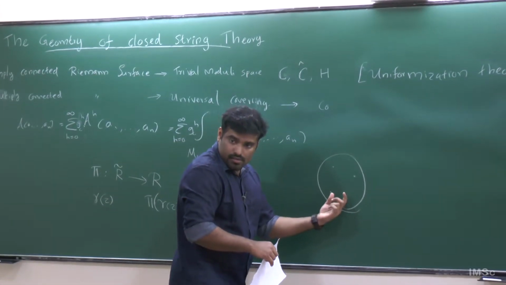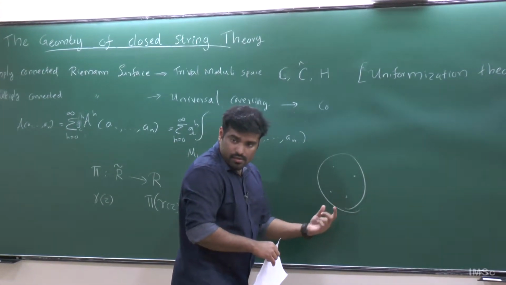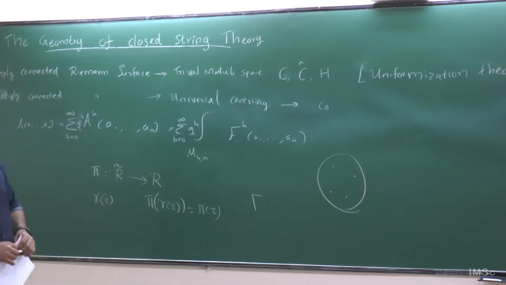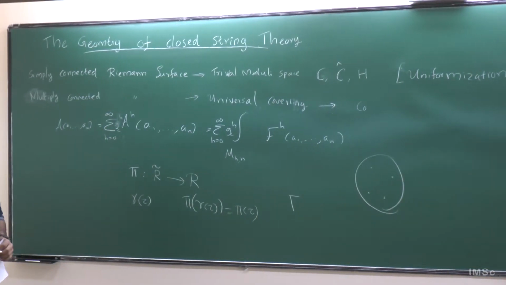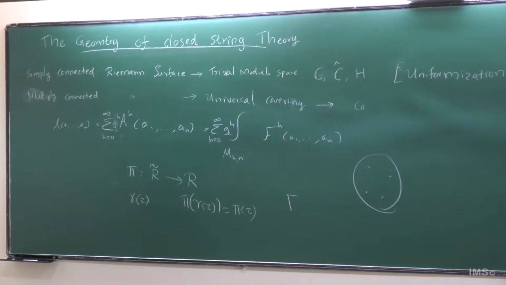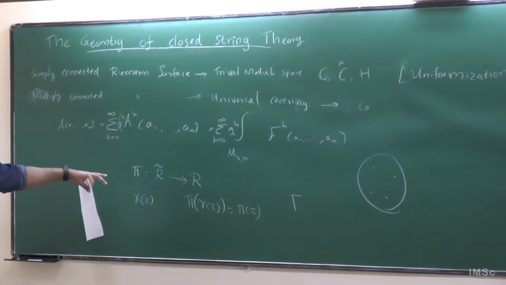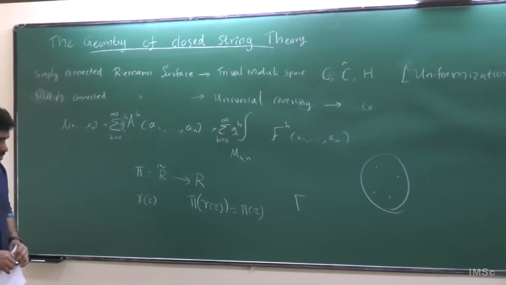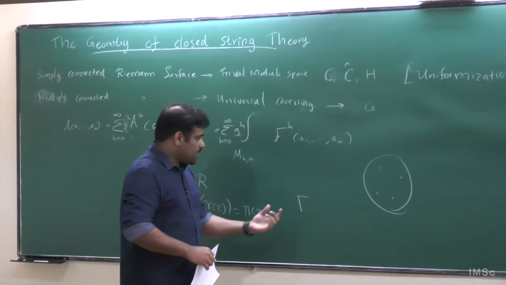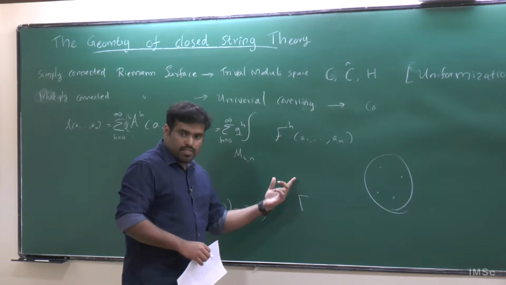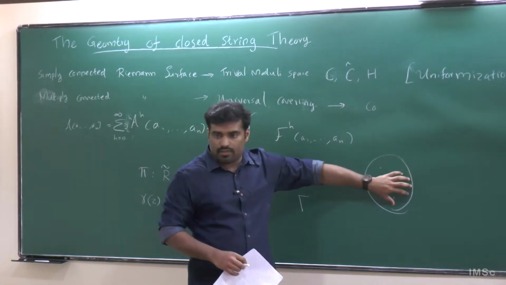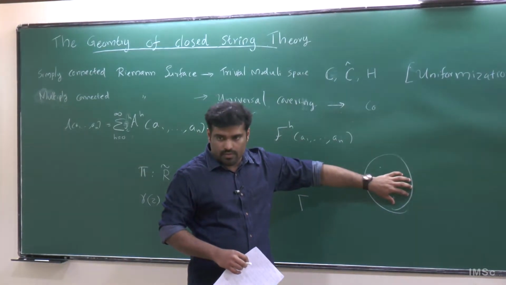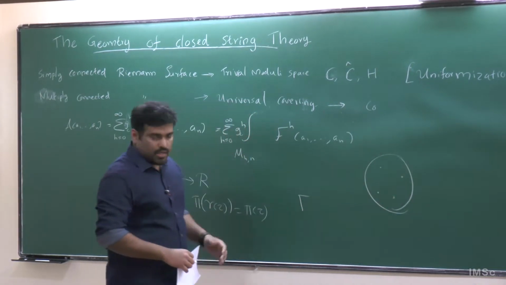If I have 1 puncture, I can make it into a plane. If I have 2 punctures, you can think of it like an infinite cylinder. But if I have 4 punctures, it will be non-trivial, isn't it? It's non-trivial, right? So still you can find a group gamma which can provide you this surface. What will be the R tilde?